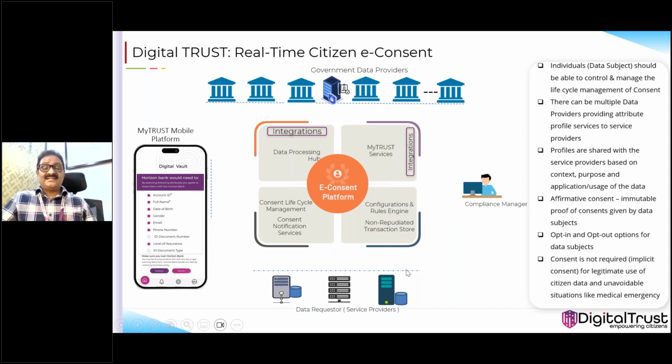There needs to be a consent platform which takes the request from the service providers, and takes the real-time consent from the citizen for that request. And then along with both the request and the consent, it communicates with the data providers and gets the profile. The request, the consent, and the profile together are shared with service providers with a purpose, with a timeline to use that profile, and to erase the data, most importantly.